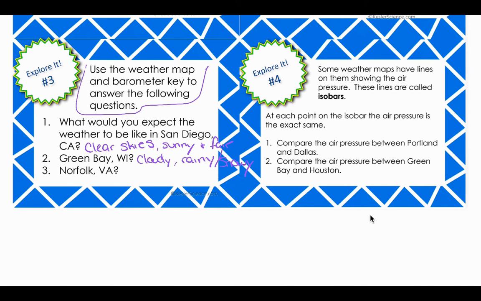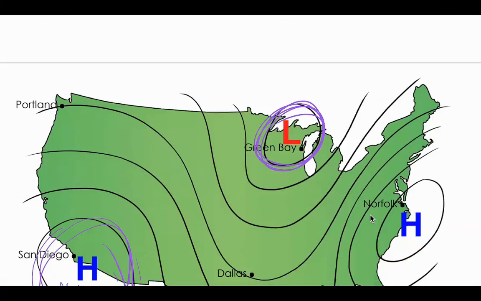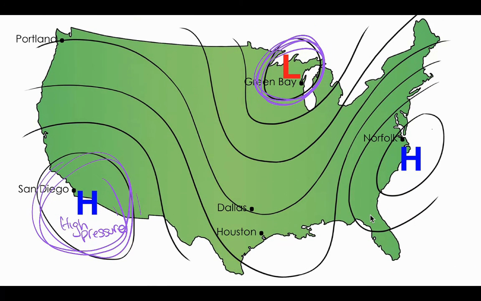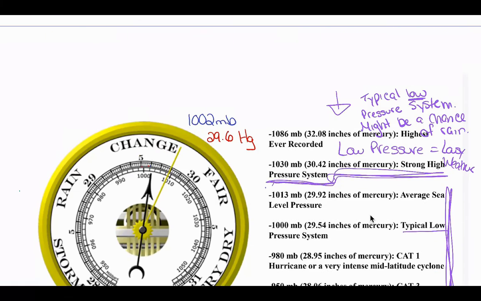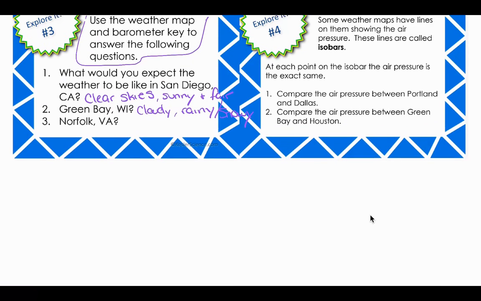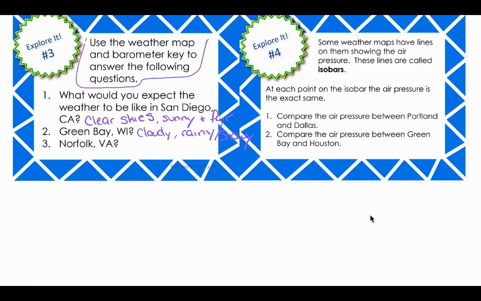so rainy or snowy. And now I'm going to go back down to Virginia and I see, oh, look, that's another high pressure area. So now that I know that it's a high pressure area, this is going to be similar to what I had just written up by San Diego, which is that it's going to be clear skies. It's most likely going to be sunny and fair.